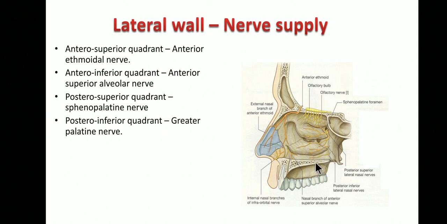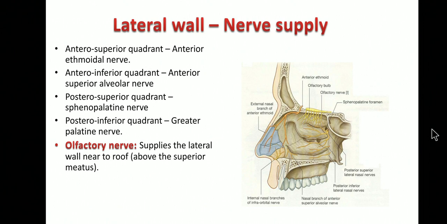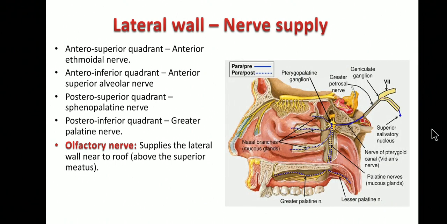So these are mainly the nerves that carry the general sensations. Apart from that, in the adjoining area of the roof, you have the olfactory nerve, which carries the sense of smell. Then you have glands, nasal glands, mucous glands as well as serous glands. They have their parasympathetic nerve supply from the pterygopalatine ganglion.